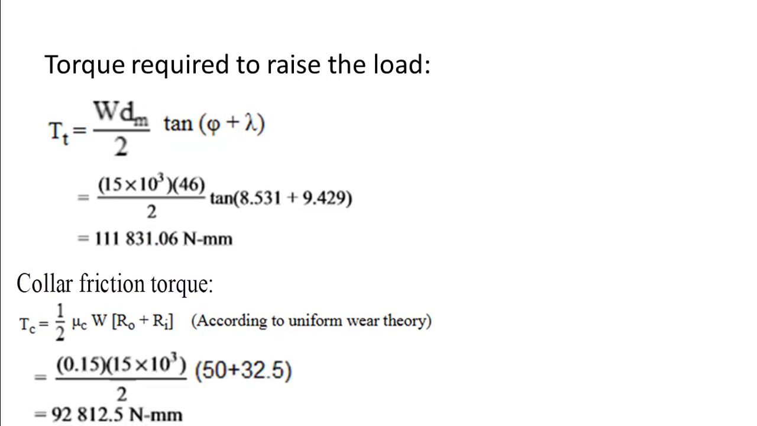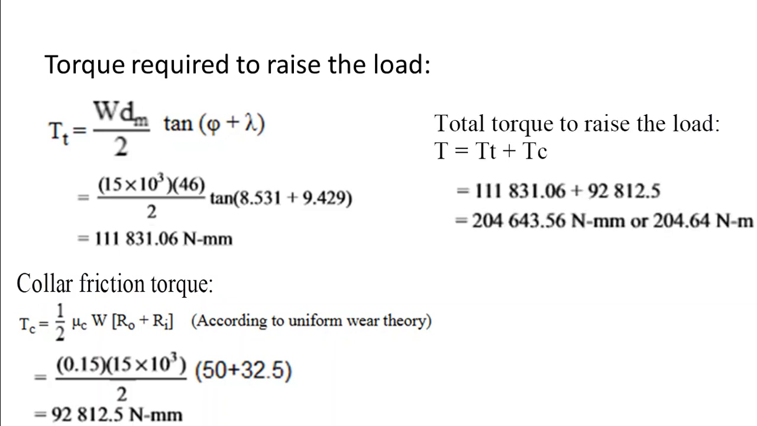Same way, if I use collar friction for uniform wear theory, then mu c W into RO plus RI by 2, if I place the values in the formula, I'll get 92812.5 Newton mm. So if I add it, I'll get the total torque required to raise the load, that is the torque required to raise the load plus the collar friction torque. I'll get it as 204,643.56 Newton mm.